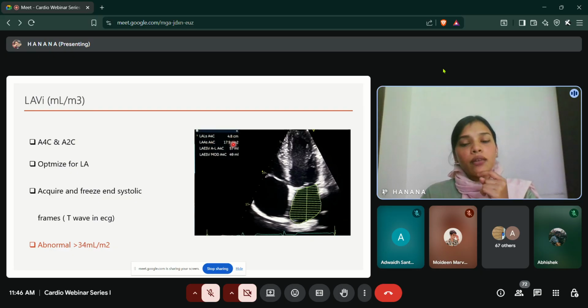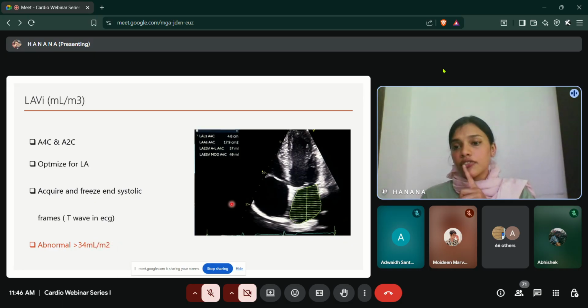This value is divided by the body surface area of the patient, and now we get the left atrial volume index, and the unit is milliliters per meter cubed. If you are getting a value which is greater than 34, it will be an abnormal value. Only below 34 will be the normal value. If it is above 34, the pressures inside the left atrium are higher. That's why it reflects on the dimension. So this is one method.